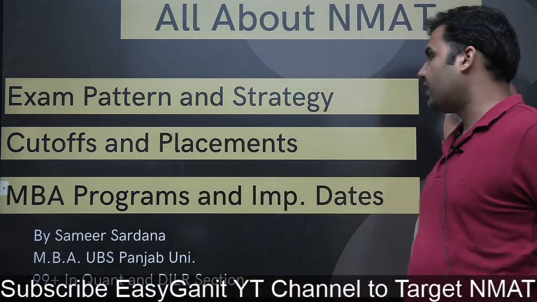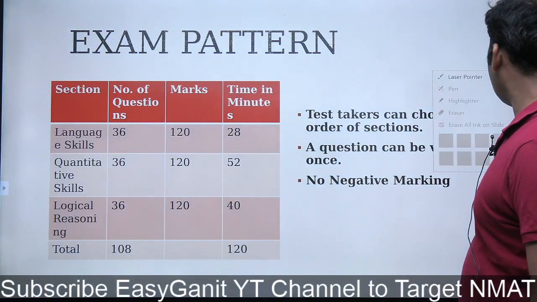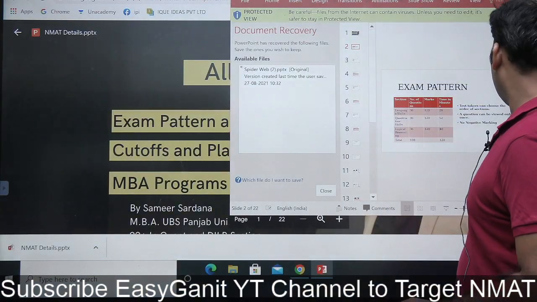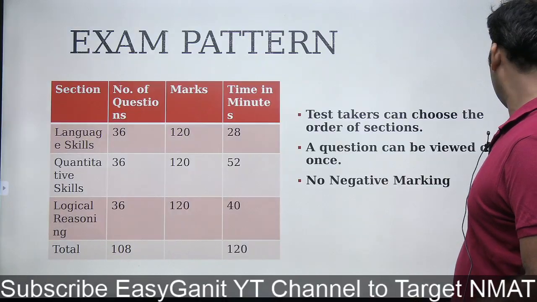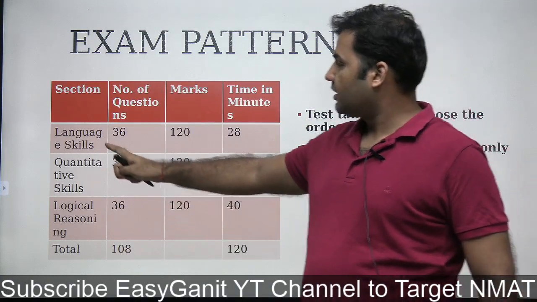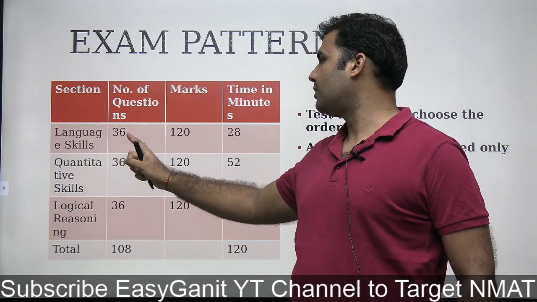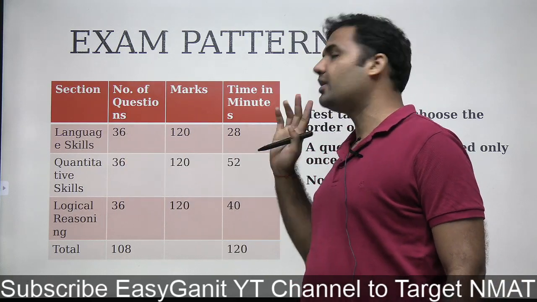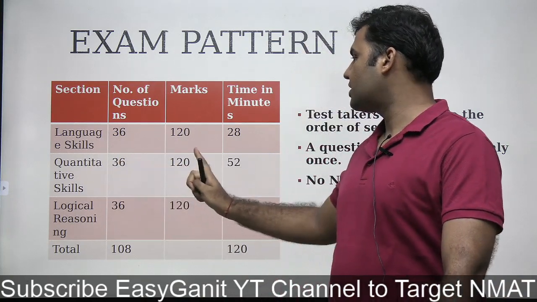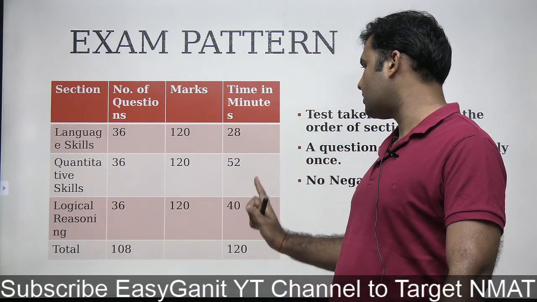Now, talking about the exam pattern, guys, let's talk about the first thing, the NMAT exam pattern. What are the changes this year which are happening in the NMAT paper? Let's have a look at it. See, guys, if you talk about the exam pattern, there are three sections that you will come across in NMAT. Language skills: number of questions will be 36, 120 marks, and the time given to you will be 28 minutes. Quantitative skills: 36 questions, 120 marks, time 52 minutes. Logical reasoning: 36 questions, 120 marks, 40 minutes.